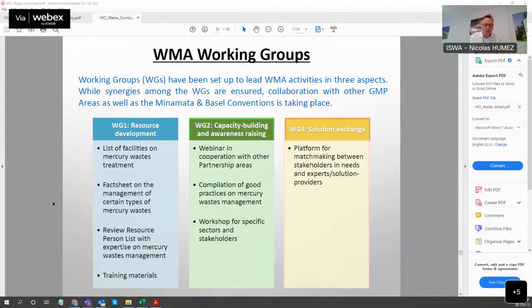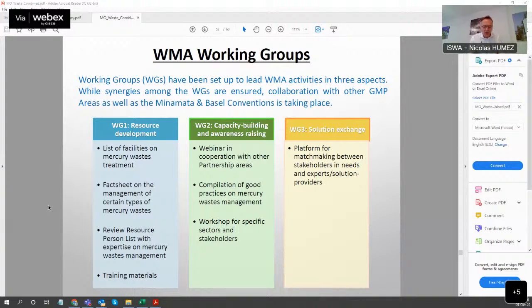So within the first group, I have the chance to lead this group on resource development. We have four items, four objectives. The first one is to update the catalog Imelda talked about previously, and I will also come back on that specific issue. The second one regards the development of fact sheets for the environmentally sound management of specific mercury waste streams. The third point is regarding the resource person list and to review how this resource person list is used and how to make it much more visible and much more user-friendly for everybody who would like to reach some of those experts.